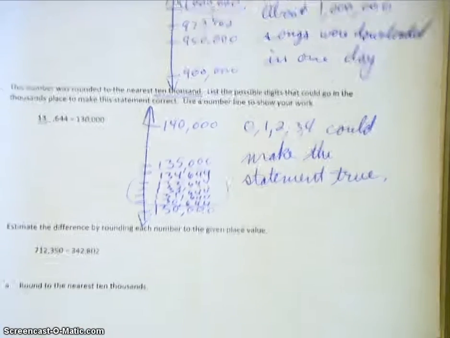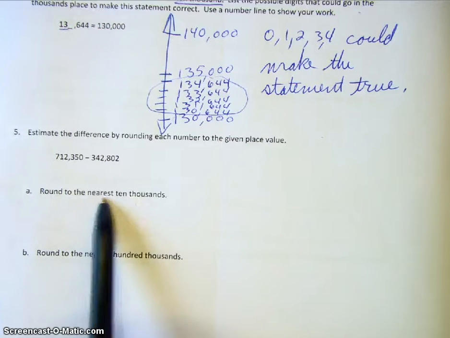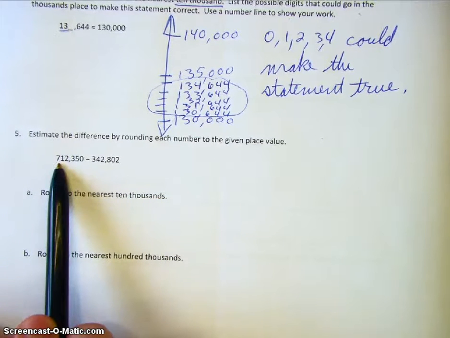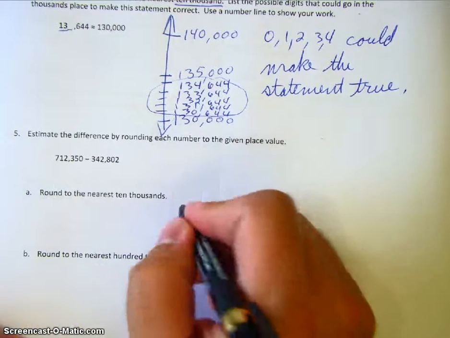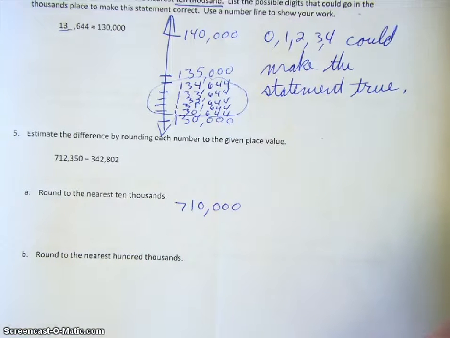Okay, for our last one, we're going to do some estimation. Now remember, to estimate, we need to round numbers, then perform the operation. So we have 712,350 minus 342,802. The first thing we're going to do is round each of those numbers to the 10,000s place. Our first number here, we have 71 10,000s. 2 in the thousands place tells us to go down. So we're going to keep it at 71 10,000s.